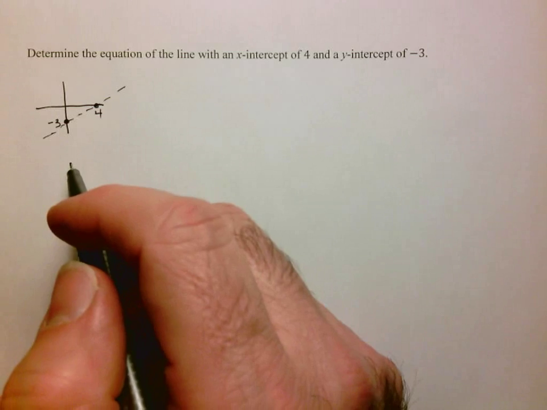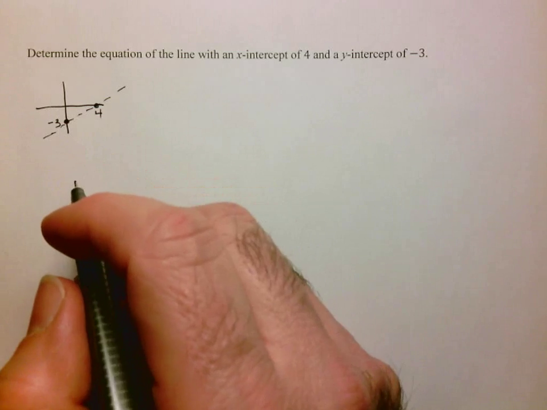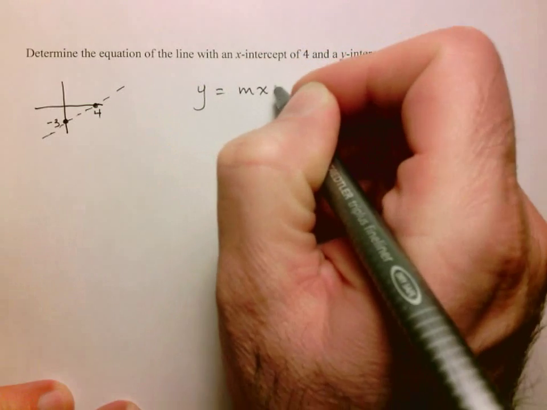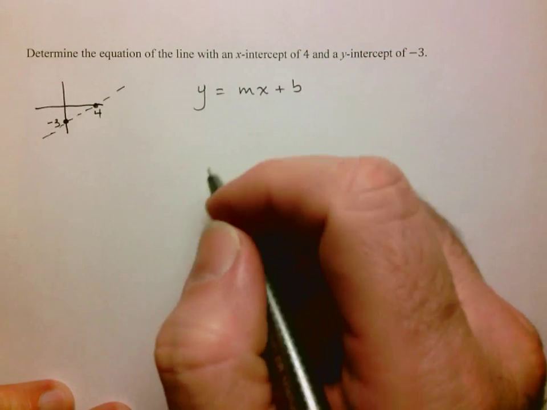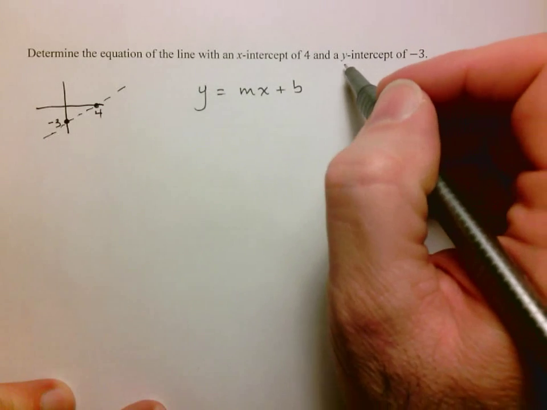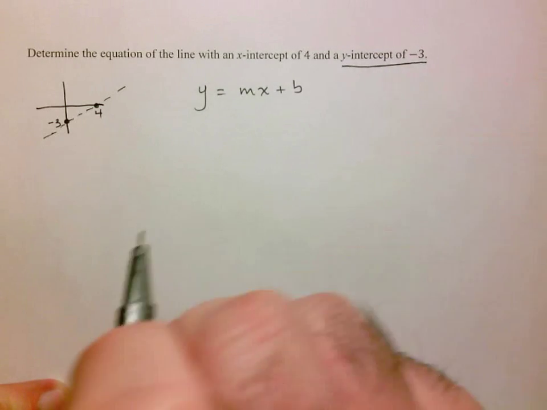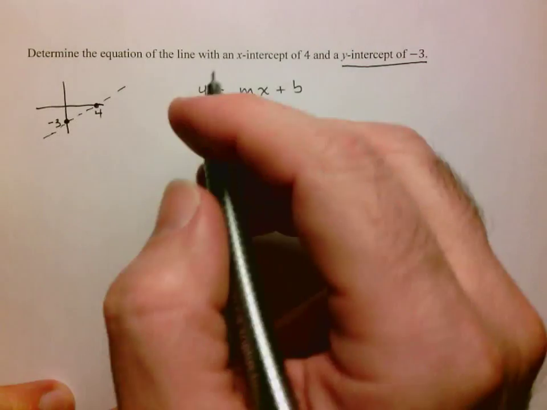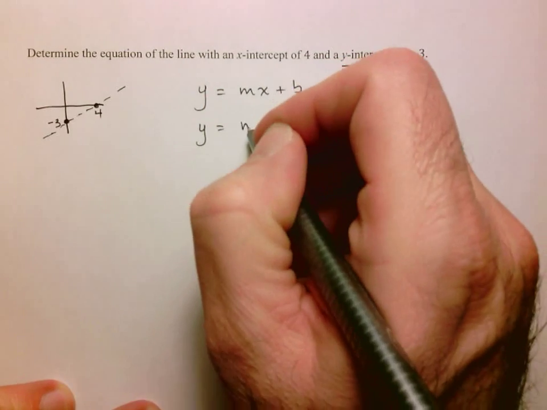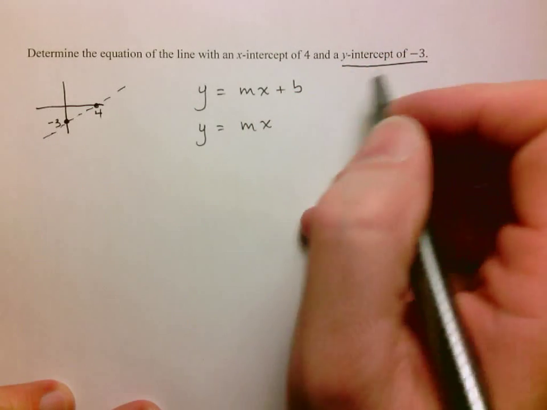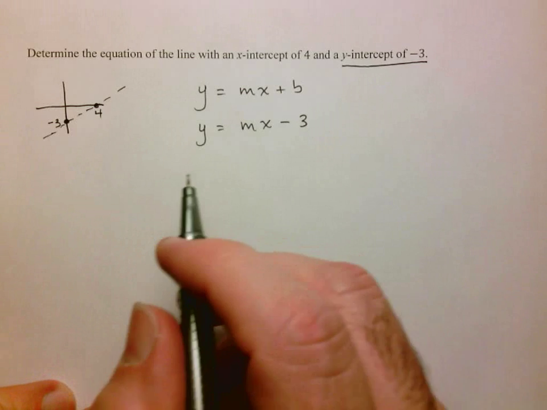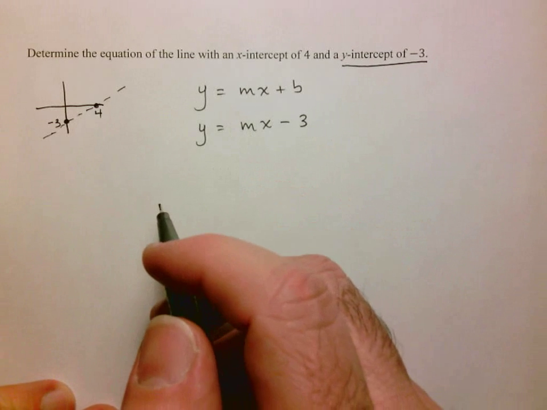Let's recall that the equation of a line looks like this: y equals mx plus b, where m is the slope and b is the y-intercept. Hopefully you recognize right off the bat that we're given the y-intercept of -3, so I can right away input that into my equation: mx plus -3, which is the same as mx minus 3. The only thing we're left to do is to determine the slope.